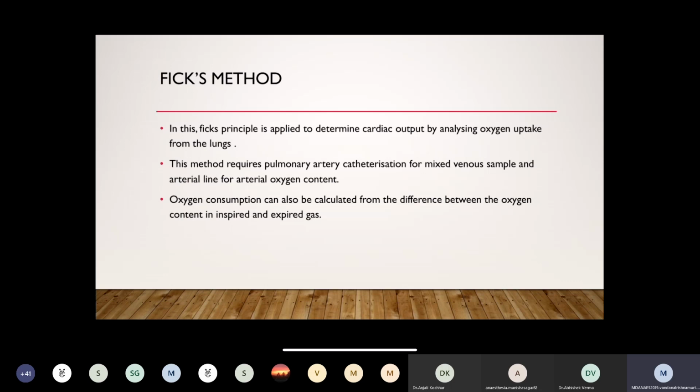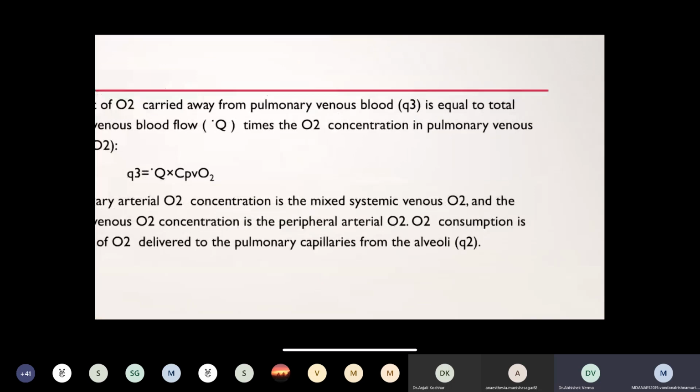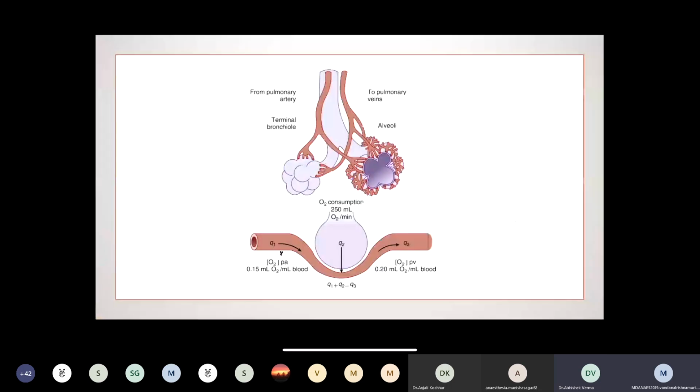Let's derive the formula by applying Fick's principle in the case of oxygen consumption. Fick's principle is based on the concept of conservation of mass, such that the oxygen delivered from pulmonary venous blood is equal to the total oxygen delivered to the pulmonary capillaries, to the pulmonary artery and alveoli. As you can see, the oxygen content in the pulmonary vein will be equal to the oxygen content in the pulmonary artery plus the oxygen consumption, which goes to the alveoli.